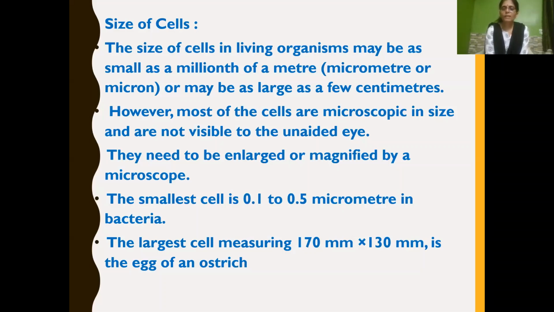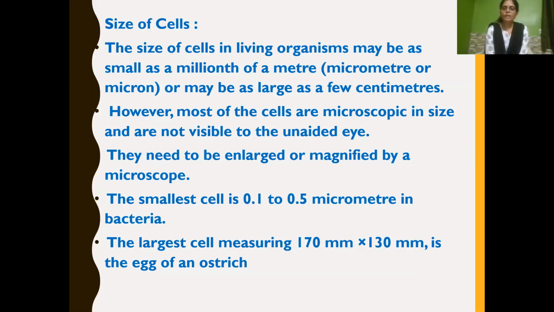The smallest cell is the bacterial cell. What is its size? The size of the smallest cell is 0.1 micrometer to 0.5 micrometer.